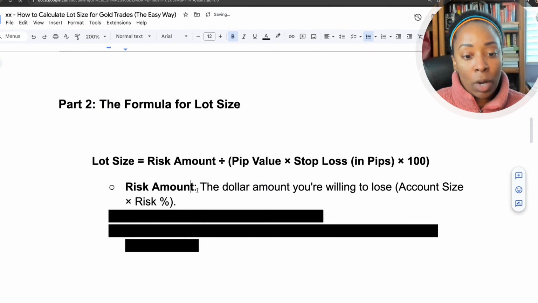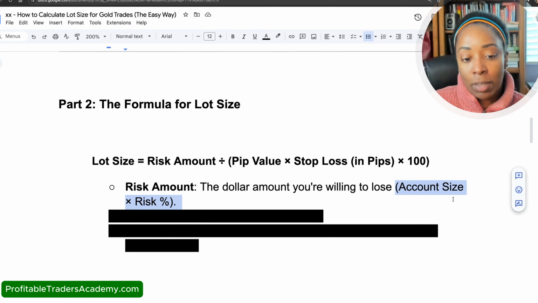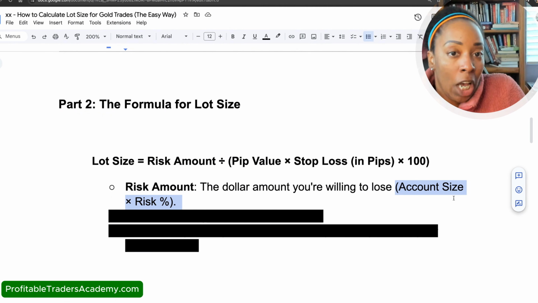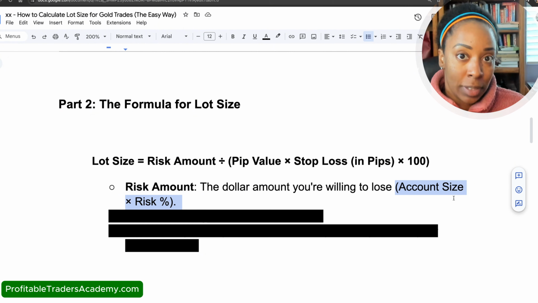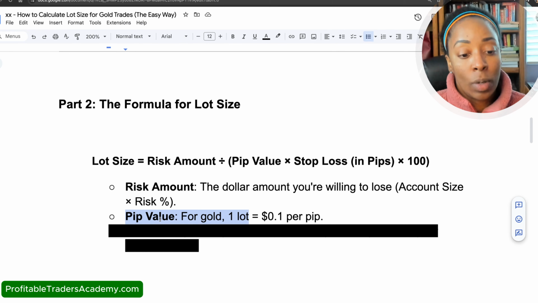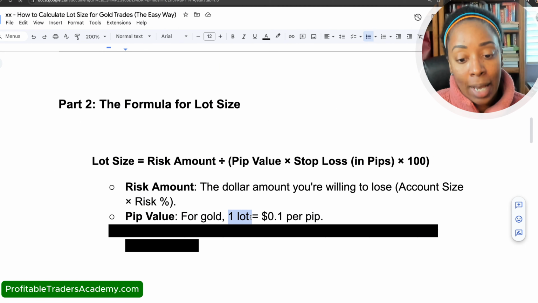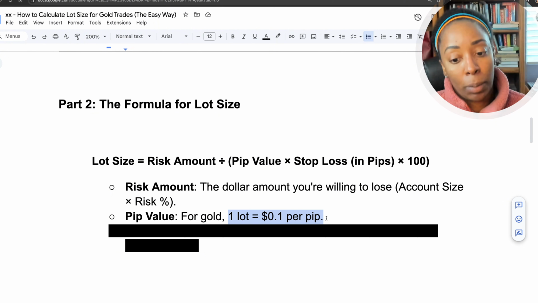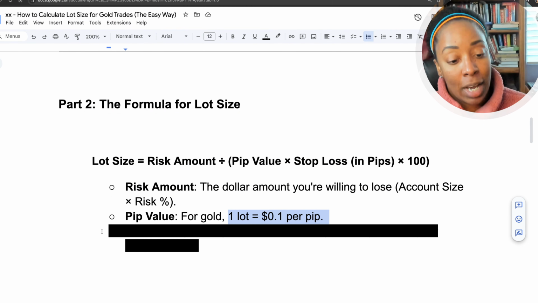All right, so risk amount, we talked about that. How much money you're willing to lose. So typically what I do is account size multiplied by how much I want to risk. So let's just say we got a $10,000 account. We want to risk 1%. 1% of $10,000 is $100. So next we want to look at pip value. And for gold, I'm looking at this from a standard lot. So one lot, and that's 0.1 per pip. So that is the pip value for gold when you assume a standard lot. And that's another piece of this calculation that I modified as well.